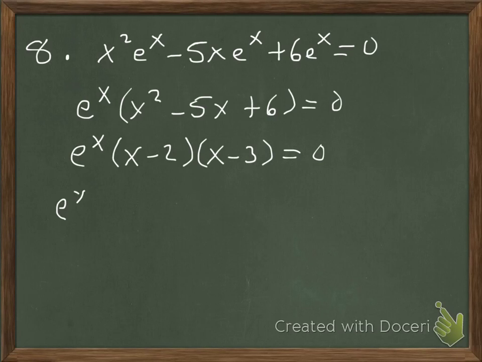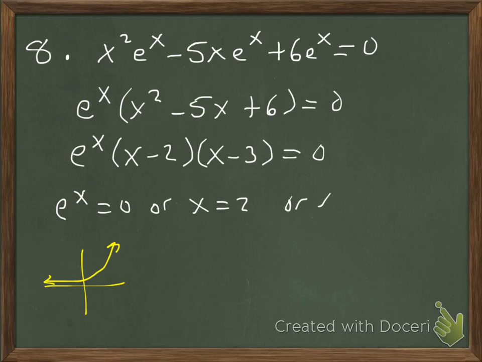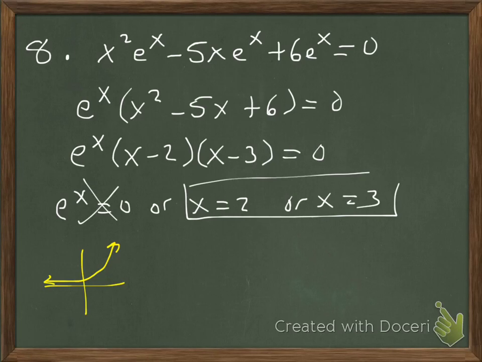Then we'll set each factor equal to 0. So we have e to the x is equal to 0. And that one is going to have a problem because e to the x looks like this. Horizontal asymptote y equals 0. 0 is not in the range of e to the x, so that's not going to give us any solution. Or we can have x is equal to 2 or x is equal to 3. So we throw out e to the x equals 0 because that's never going to happen.